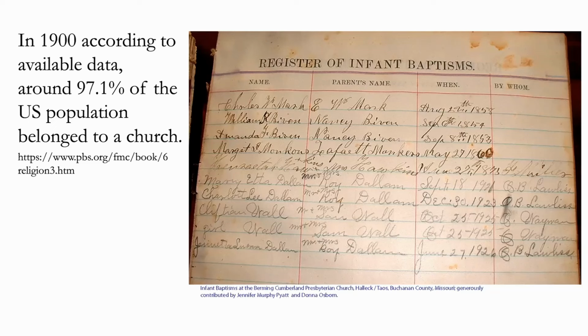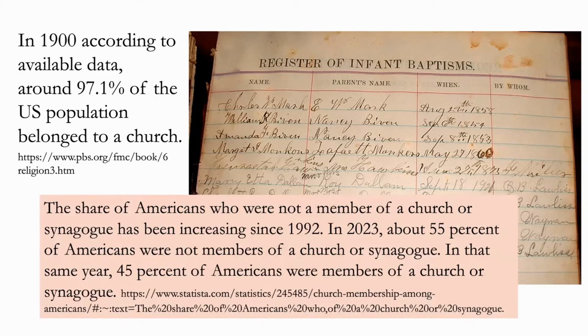In 1900, according to the available data, this is the quote there from PBS, around 97.1% of the US population belonged to a church. So from this standpoint, we look at what's happening today. The share of Americans who were not a member of a church or synagogue has been increasing since 1992. That means people have been leaving churches in increasing numbers since 1992. In 2023, about 55% of Americans were not members of a church or a synagogue. In that same year, 45% of Americans were members of a church or synagogue. And there's a long URL address of where this came from on Statista.